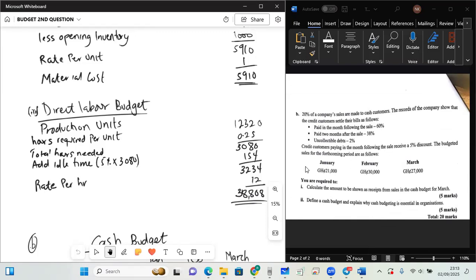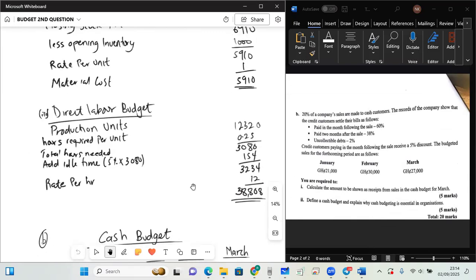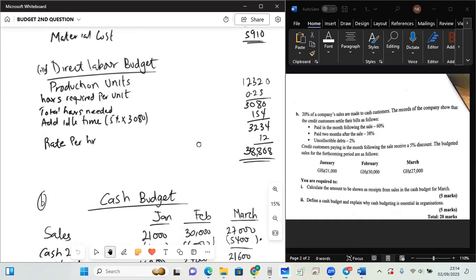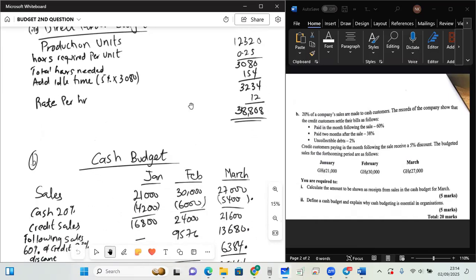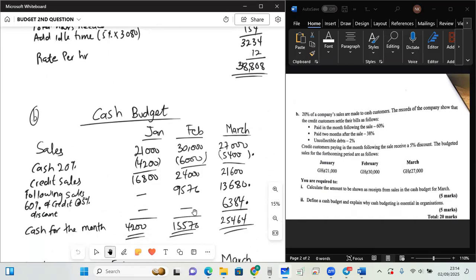The budgeted sales for the forthcoming period are as follows. We have 21,000, 30,000, and 27,000 respectively. Now the question is saying to calculate the amount to be shown as received from sales in the cash budget for March. You see, the question specified March. So when you are done, you have to write some small working for that. The amount received for sales for March is going to be this.